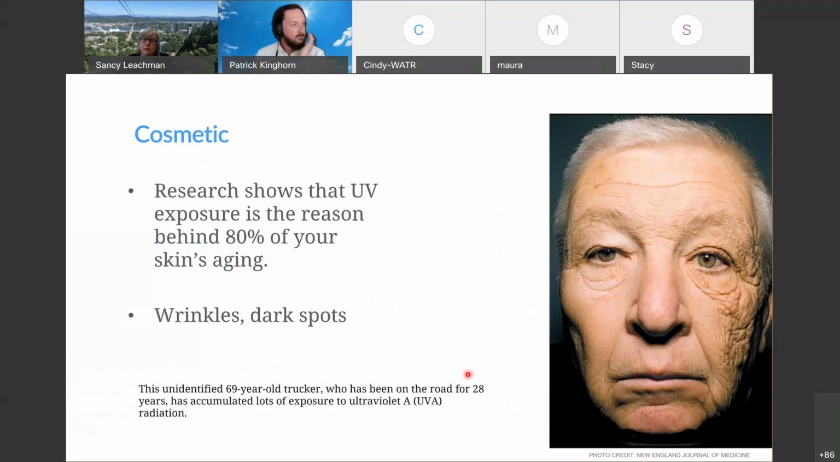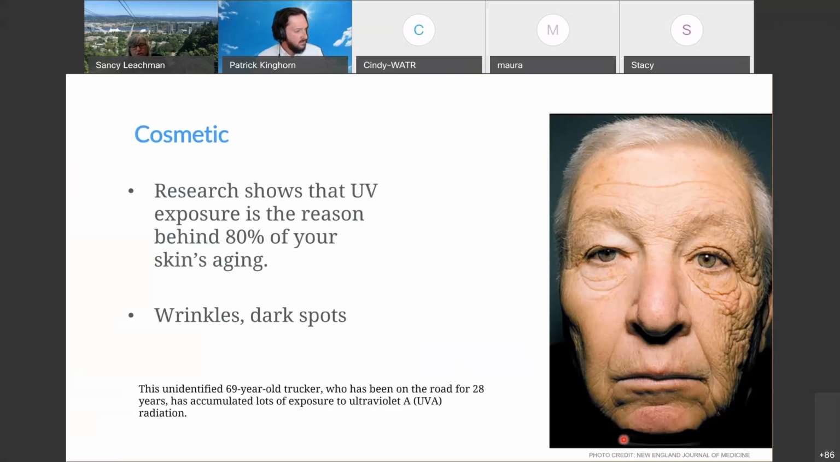So the other effects of UV light are cosmetic, and I think this is a great photo, isn't it? Isn't this a beautiful photo? So I think you can all appreciate that this side of his face is much more wrinkled than this side of the face. And remember I said that those UVA rays are primarily the ones that go deep enough, and they go through windows of cars. And this is a truck driver, and you can tell that he basically had much greater wrinkles on the one side where it was more exposed to the UV light than the other.